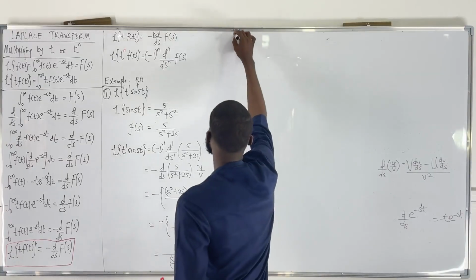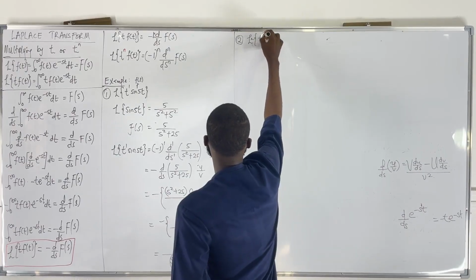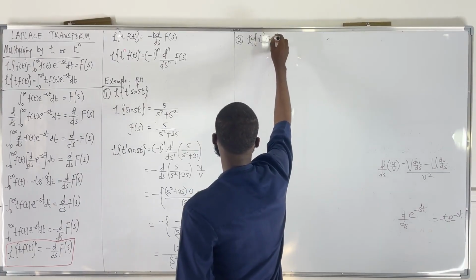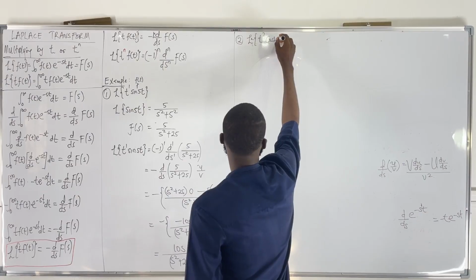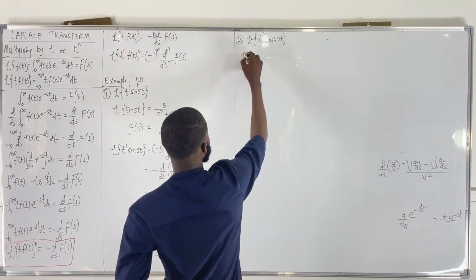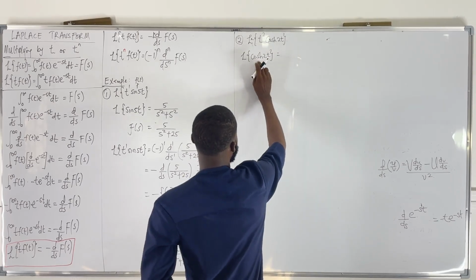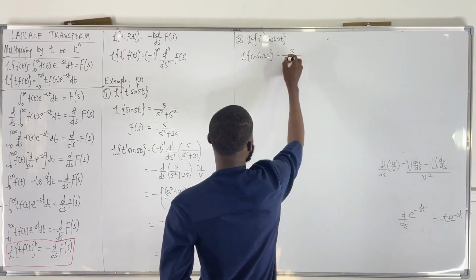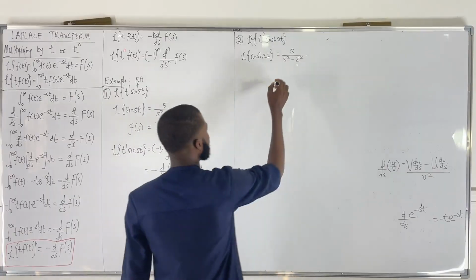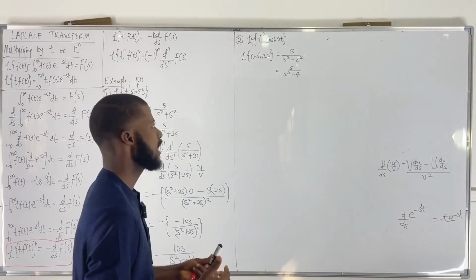Let's take a look at another example. So we have the Laplace transform of t squared cos 2t. Now the first thing is to find F of s. So that is going to be the Laplace transform of cos 2t. In this case, this will become s divided by s squared minus 2 squared. I've done this in a video before. So this will be s divided by s squared minus 4. So this is what we have.